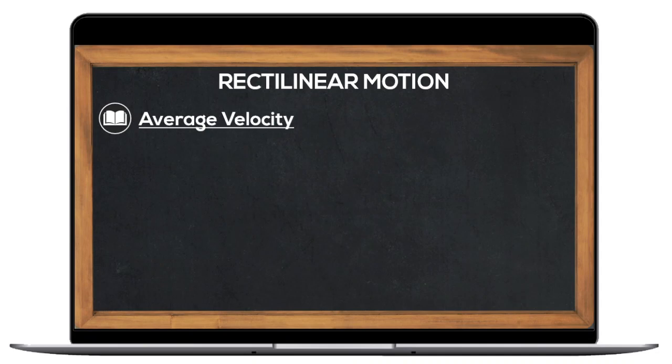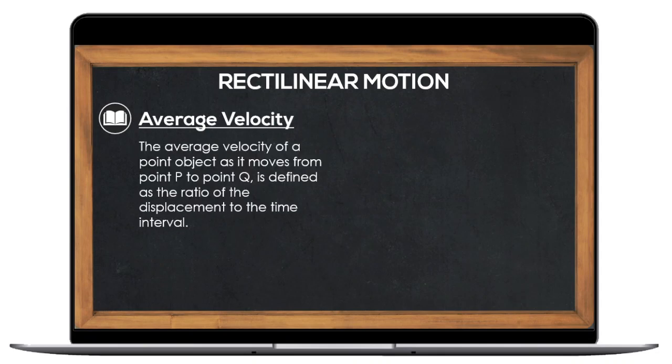So let's have average velocity. So the average velocity of a point object as it moves from point P to point Q is defined as the ratio of the displacement to the time interval. Okay, so simply speaking, when we talk about the velocity or the average velocity, that is simply the ratio of the displacement to the time interval. So that is displacement over time, or the change in position in x over time.